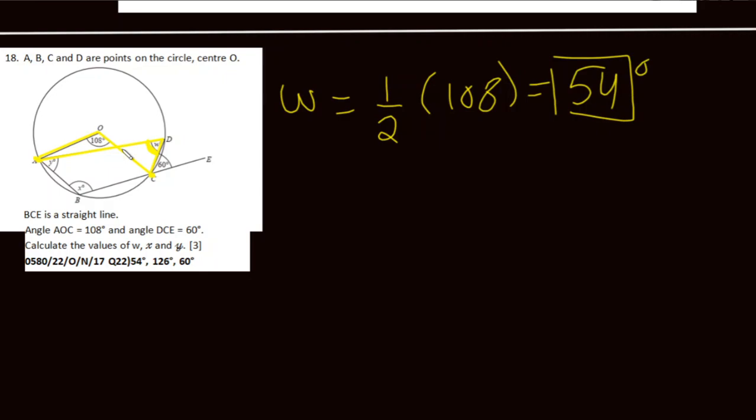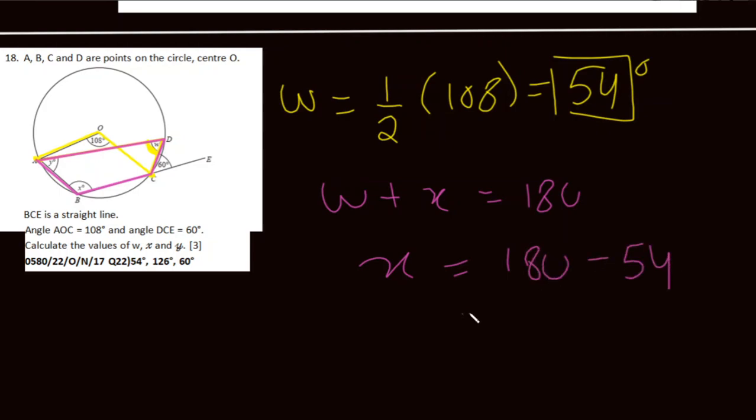And then if I have W, so using angles in the opposite segments or using cyclic quadrilateral, I can find angle X, because angles in the opposite segments are supplementary. So sum of this W and X equals 180. So this is a property of circle, W plus X equals 180. W is 54, so X would be 180 minus 54, which is 126.